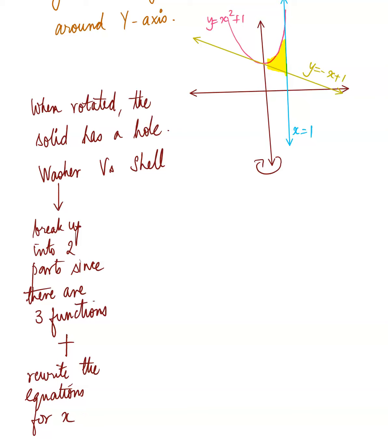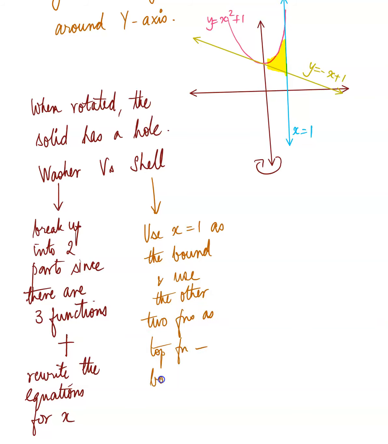What happens with shell? Well, with shell, you are trying to rotate about the y-axis, which means you can keep x equals 1 as the bound, okay? And just use the other two functions, the pink parabola and the green line, as the top minus bottom function to evaluate it. So use this as the bound, and use the other two functions as top function minus bottom function.